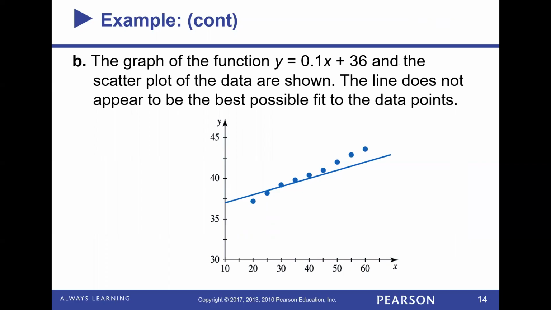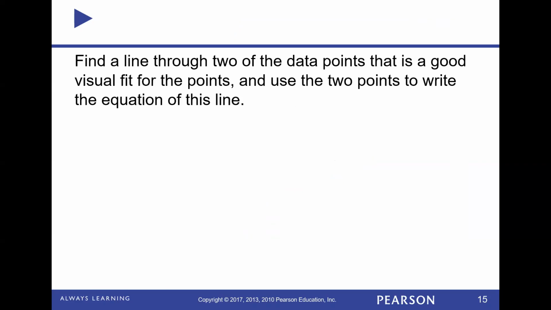Well, there's a few different things. We could try two different points and create a line with two different points. So let's find a line through two of the points that is maybe a good visual fit and use two points to write this equation of a line. Now remember, if we're actually going to write an equation of a line, we're going to use this option here.